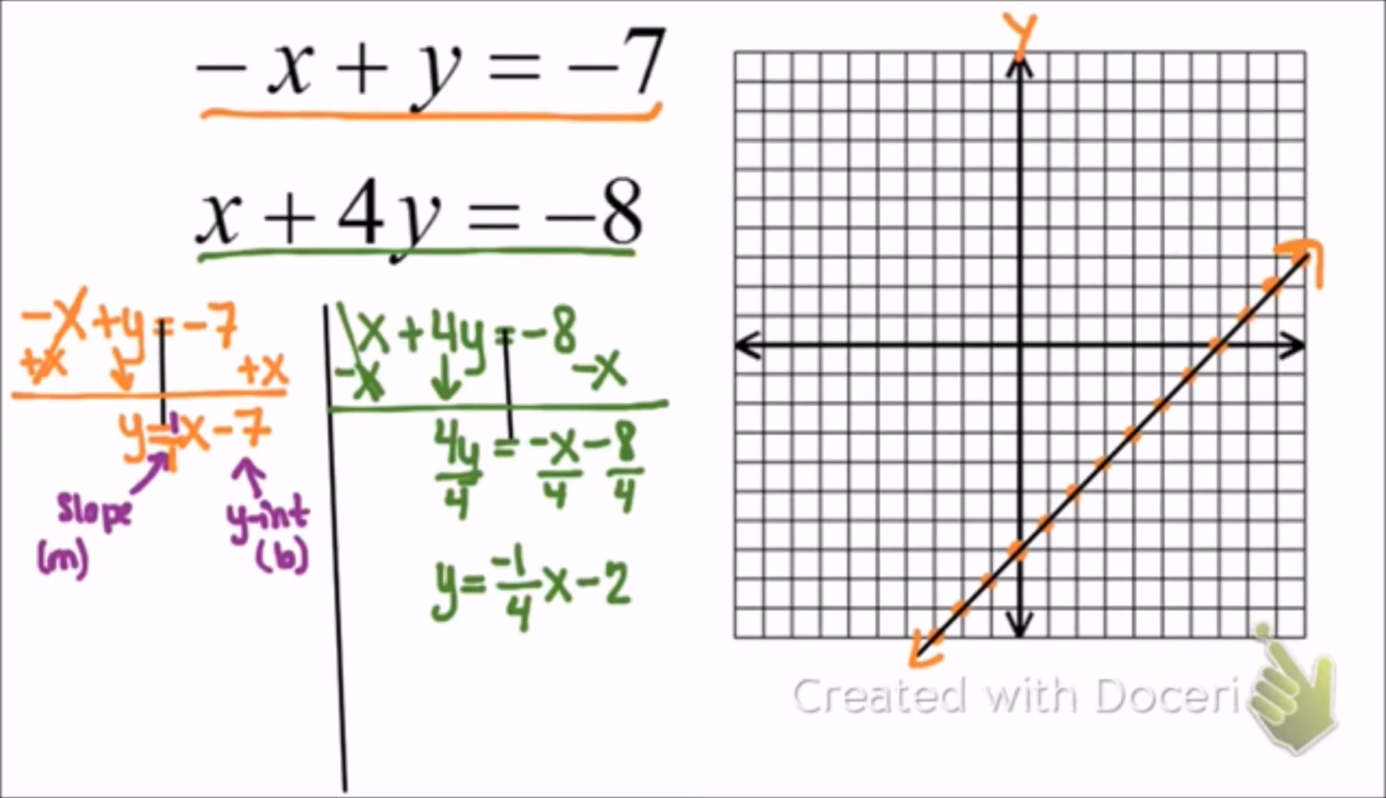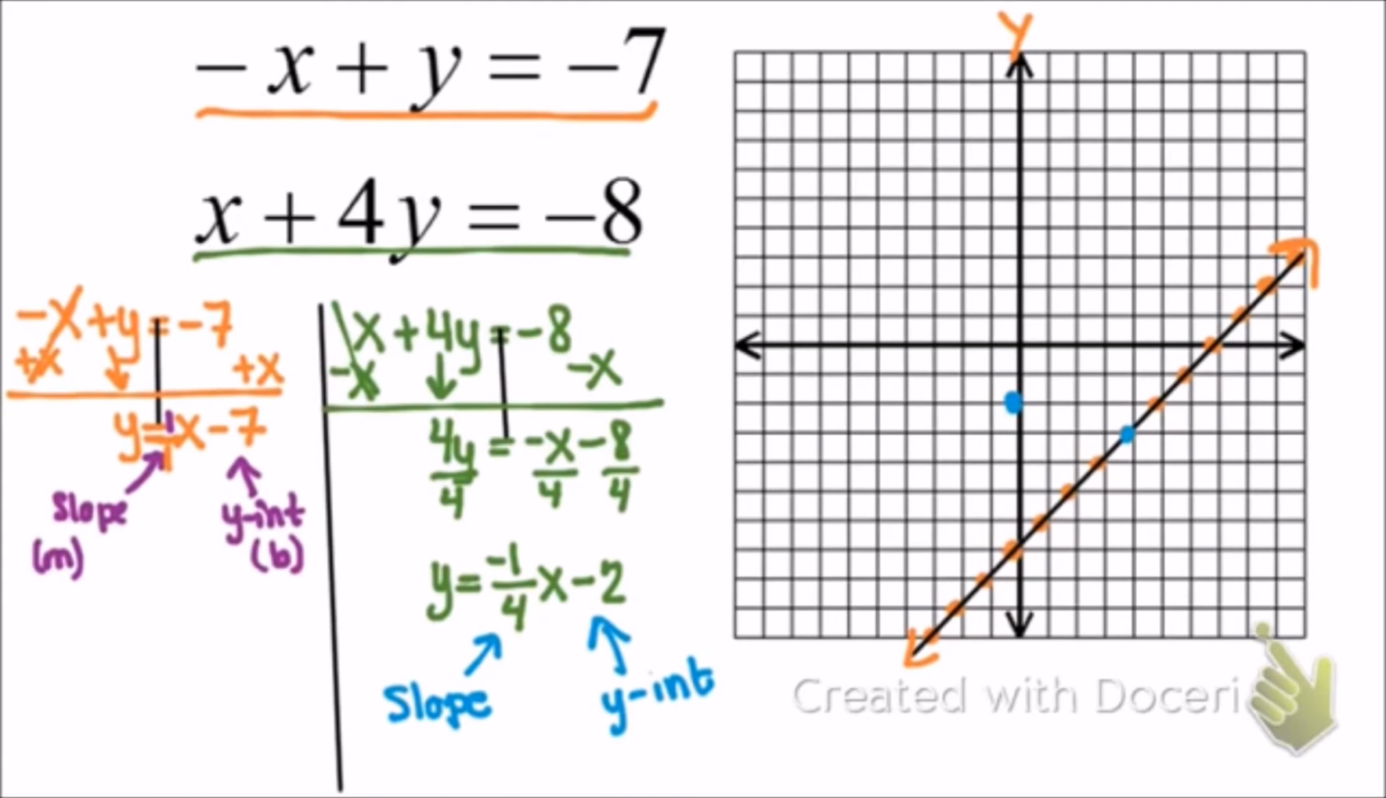Now to graph my second line, let's take a look at that one. I have a slope of a negative 1 over 4, and my y-intercept is a negative 2. So that means I need to start at negative 2 on the y-axis. And because it's a negative 1 over 4, I'm going to go down 1 to the right 4, down 1 to the right 4. Since I can't go further anymore, I'm going to go up 1 to the left 4, 1, 2, 3, 4, and continue that until I fill up my entire graph. Now that I've done that, I'm going to connect these and get my second equation. There we go.